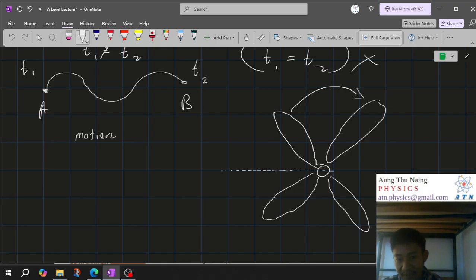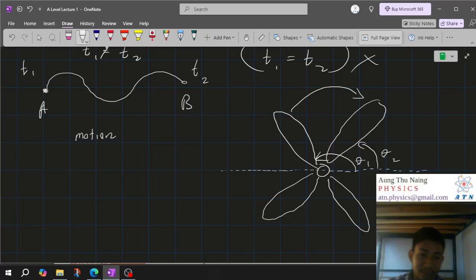I'll draw a line, and this is a horizontal line. So we can measure the degree. This is theta 1 and this is theta 2. So in this case, the angle changes over time from the horizontal line.